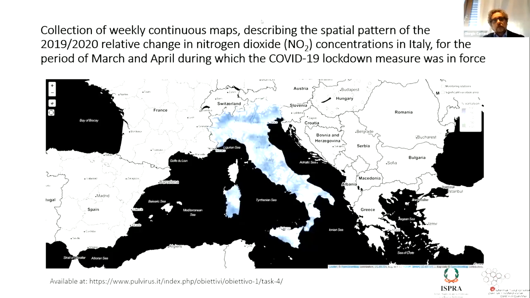It's a collection of weekly continuous maps describing the spatial pattern of the relative change in nitrogen dioxide concentration in Italy for the period of the lockdown. And so we have both spatial variability of the relative change and also temporal variability, since we have done this for each week of the month of March and April. All these maps are available at this site, which is the Pool Virus project.